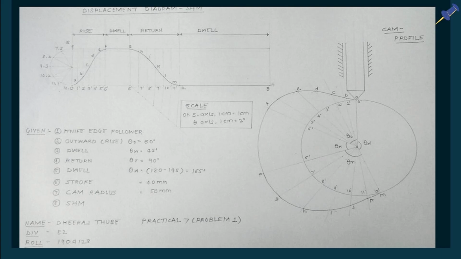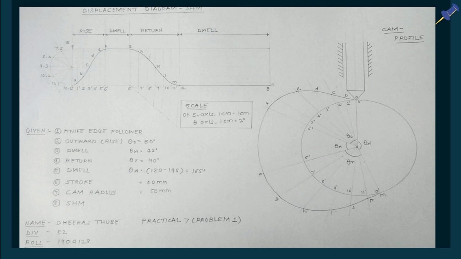Now for the cam profile, to draw the cam profile, first we have to draw a base circle of radius 5 centimeter. Then divide that circle by taking the axis line. Then also divide the base circle into parts. So parts of 10 degrees for outstroke, because our outstroke is 60 degrees, so each part is equal to 10 degrees. Then the remaining 45 degrees is our dwell. Then our return stroke angle is 90 degrees, so divide the return stroke angle of 90 degrees into 6 equal parts, so each part is equal to 15 degrees.